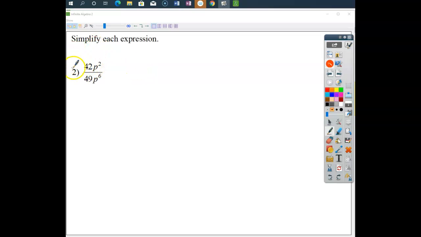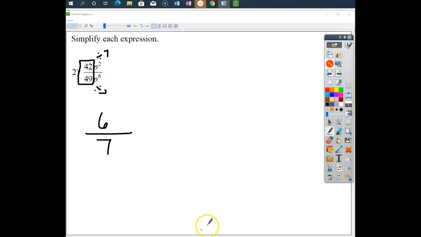This is basically just a reducing question, and it has monomials. So when it comes to monomials, you just look at the coefficients and you ask yourself what divides into both of those, and the answer is 7. So you would divide both of those by 7. And the result would be 6/7.